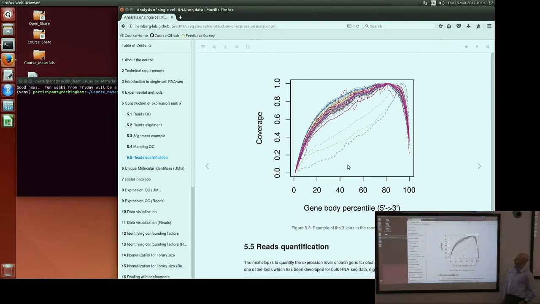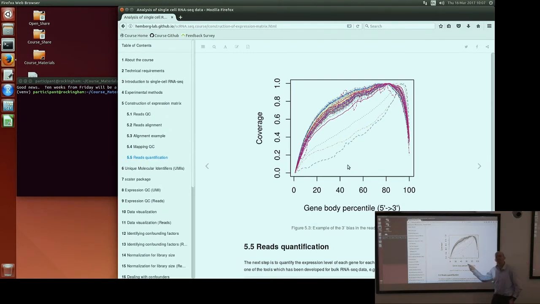This was supposed to be a full-length protocol. As you can see, the coverage is not as uniform as you would like, and you definitely have a 3' bias. Each line here corresponds to 1 cell. Almost all of them behave in a very similar way, except for these 3, which have a somewhat different pattern. We don't know why that is. We take a conservative approach, and we basically exclude these 3 cells from future analysis. So again, that's how we proceed here.